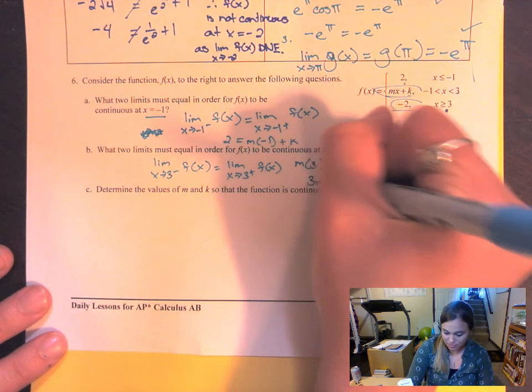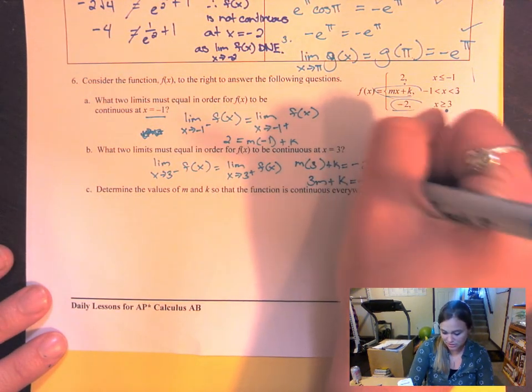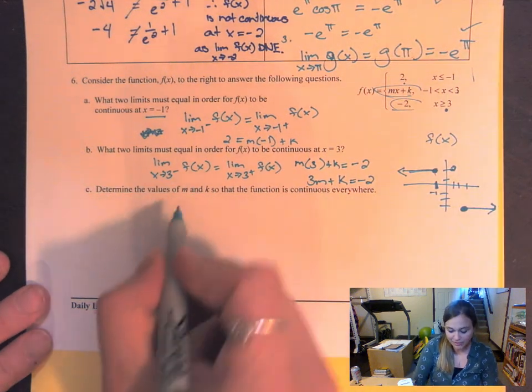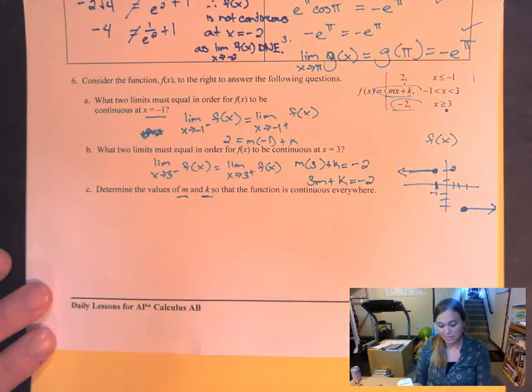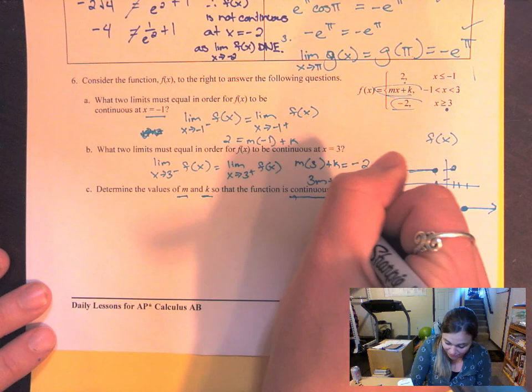So I have 3m. Oh, sorry, I can't resist. Just simplifying a little bit. Okay, determine the values of m and k so that the function is continuous everywhere.